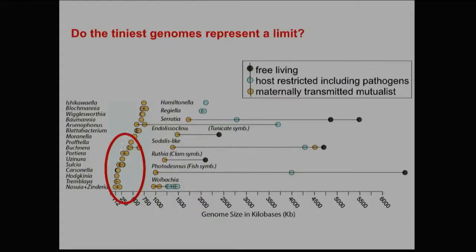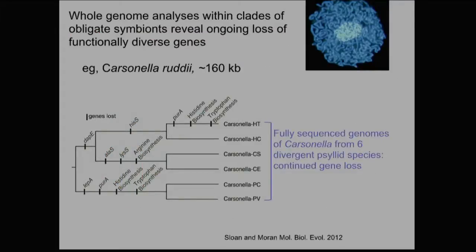So what about these tiniest genomes? Are they at a limit? How small can they get? Do they just stop? What happens at that point? So these poor insects are dependent on these vestigial little organisms that are still pumping out nutrients that the insects are dependent on. So is there some kind of limit?